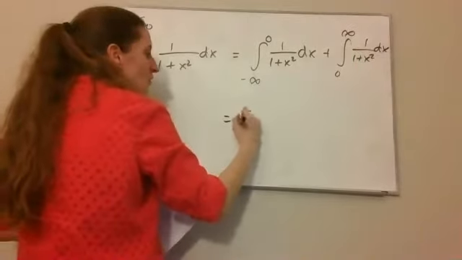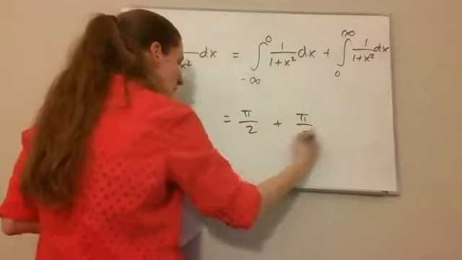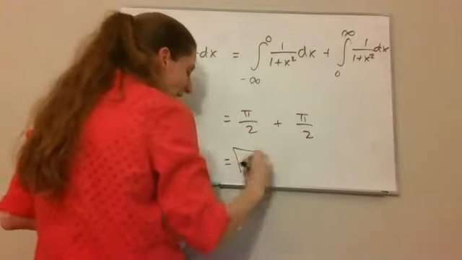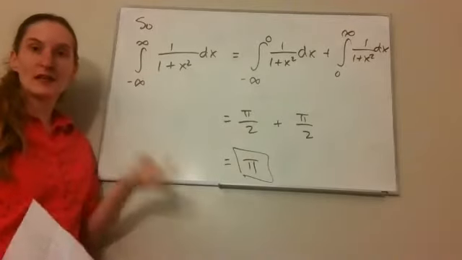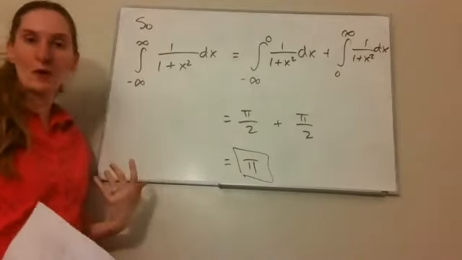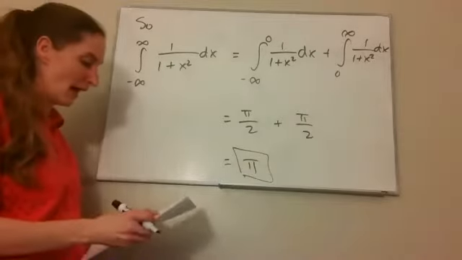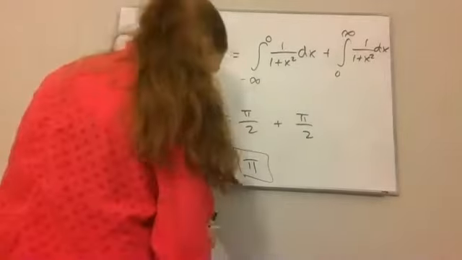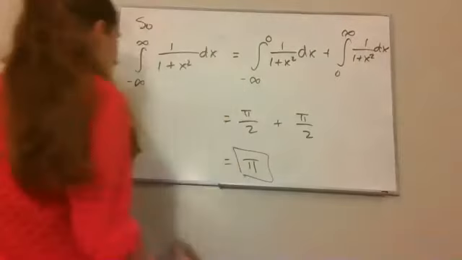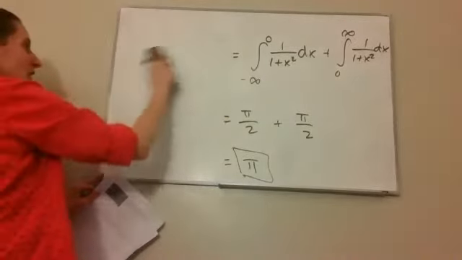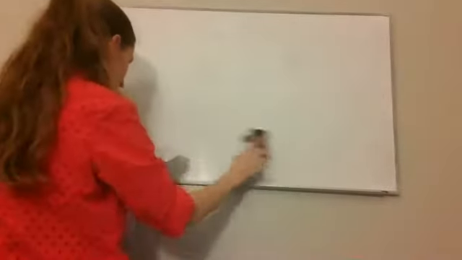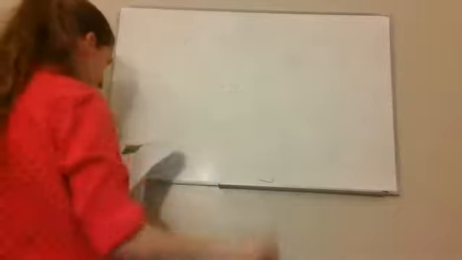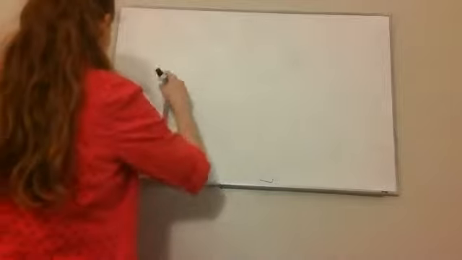So this is pi over 2 plus pi over 2, which is pi. And so this integral here, negative infinity to positive infinity of 1 over 1 plus x squared, gives me pi. All right, so that was a whole lot of examples where we have one bound that's infinite or both. And now we need to talk about the other type of improper integral. And that's where we have some form of a vertical asymptote.